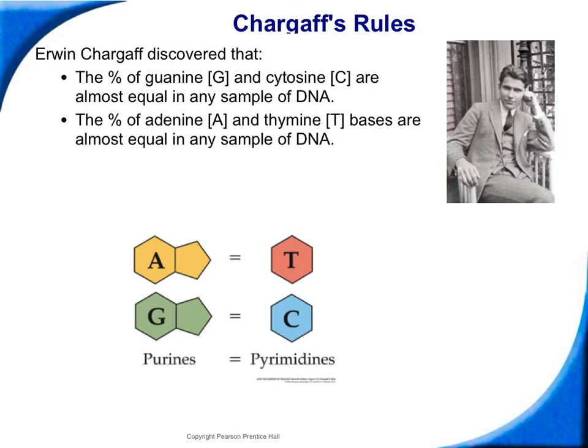So, for example, if he found 20% adenine, he would find 20% thymine, and that meant 60% had to come from the other two bases. So 30 and 30 had to be the G and the C. Now, Chargaff had no idea why this was true, but because it always happened this way, it became known as Chargaff's rule.